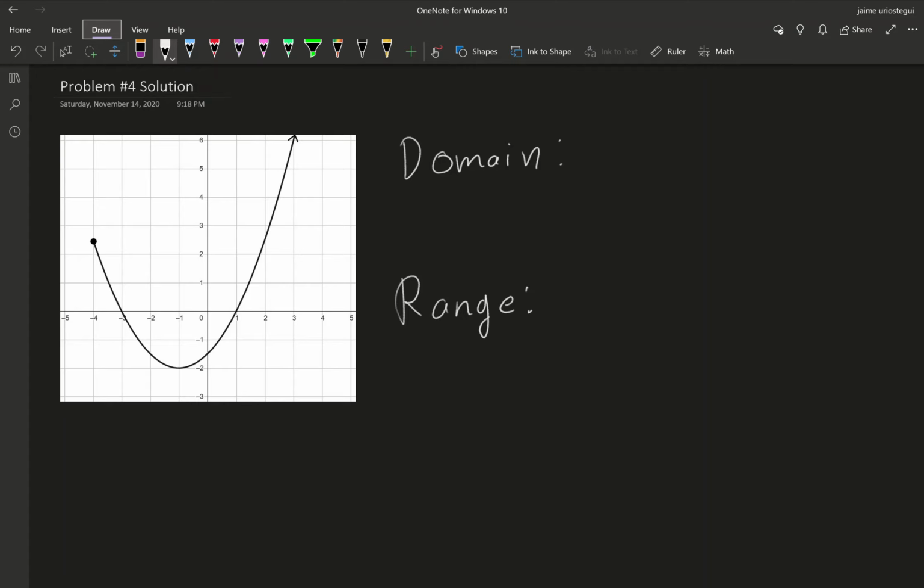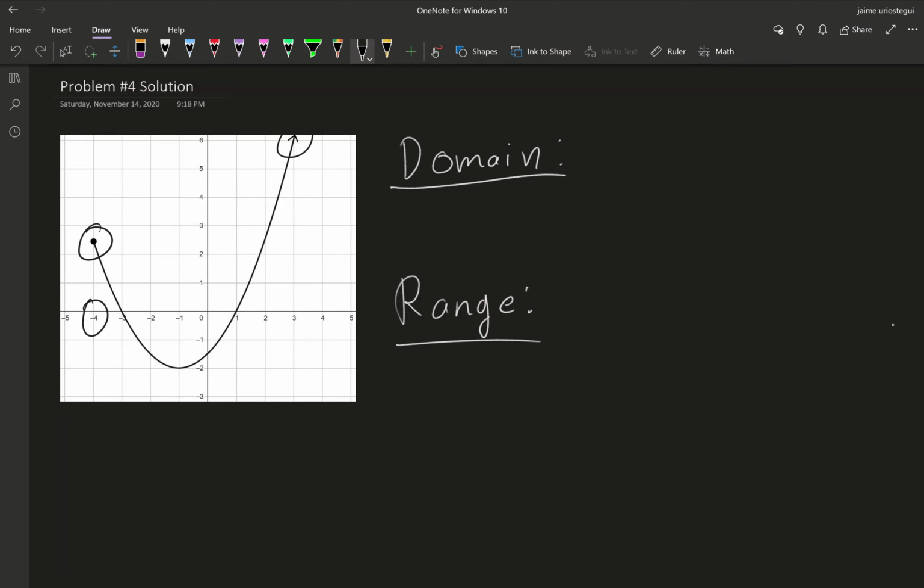Here we have number 4. For number 4, we are asked to find the domain and find the range. Well, to find the domain and range, we just have to look at the graph. We can see that this graph has 2 endpoints. We have a closed circle there, it's filled in, and we have an arrow over here. So now we just need to know what those points mean.